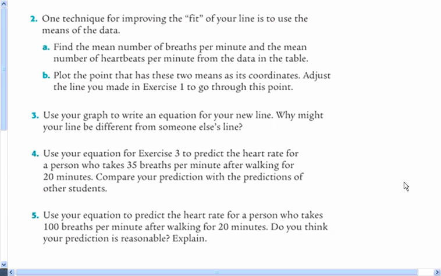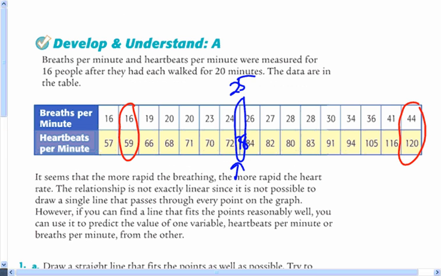All right, so we're going to improve the fit of our line by using the means. So we need to find the mean number of breaths per minute and the mean number of heartbeats per minute from the data in the table. And if you remember the data, here it is. There's a lot of numbers in there. So to find the mean, you would have to add up all the breaths per minute, everything in this line, divide by how many there are. Then you have to add up all the heartbeats per minute and then divide by however many there are.